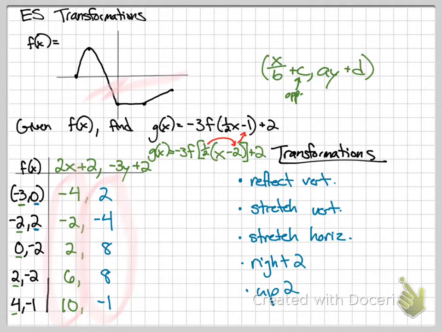Okay, so there are mine. Working from left to right, the negative sign reflects it vertically. The 3 stretches it vertically. 1/2, I know it's kind of weird because it seems like it's a small number, but when b is a small number, it actually stretches it horizontally. Minus 2 moves it right 2, and plus 2 moves it up 2.